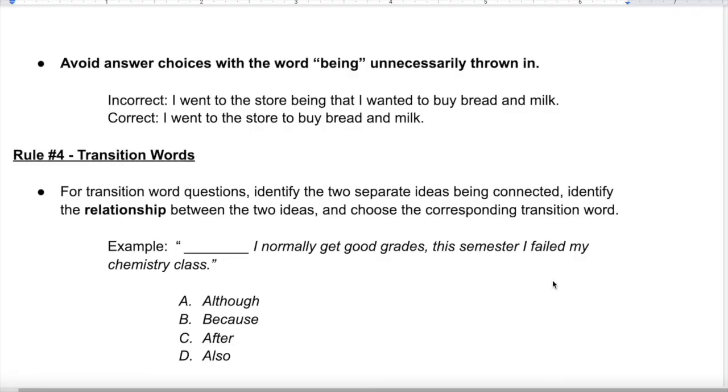Read the correct version. I went to the store to buy bread and milk. There you go. Right? You don't need to say, I went to the store being that I wanted to buy bread and milk. Just say, I went to the store to buy bread and milk. It's short. It's simple. It works. That's what you want. Yeah. Keep it simple. Any questions about keep it simple? No. It's the opposite of what a lot of students want to do. A lot of students think like, oh, good writing, like in textbooks, there's long sentences and everything's really complicated. No. You want short and sweet. Direct, clear writing is good writing.